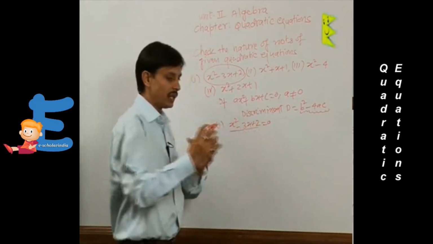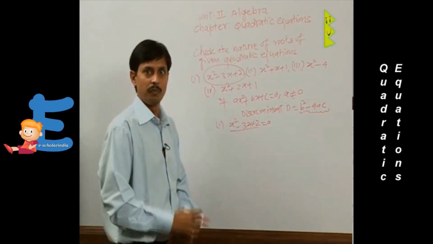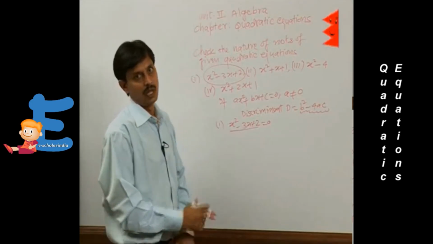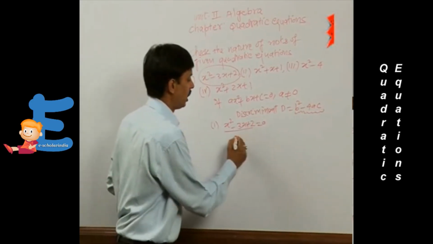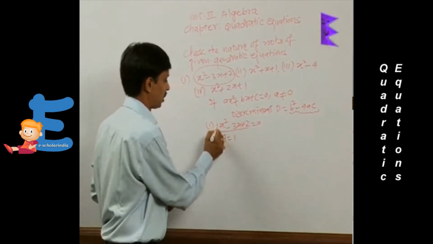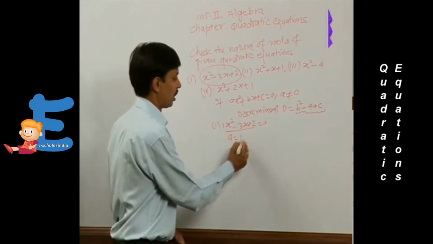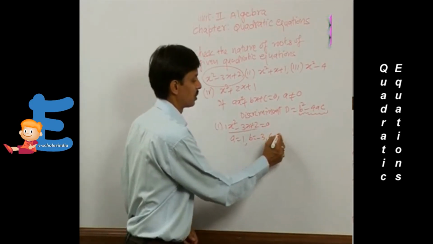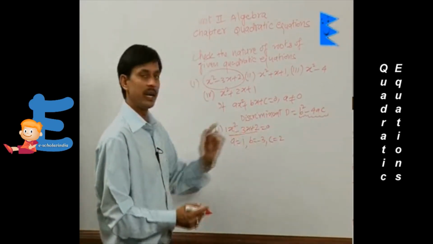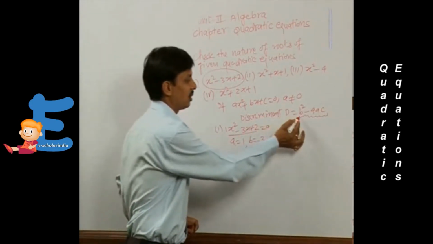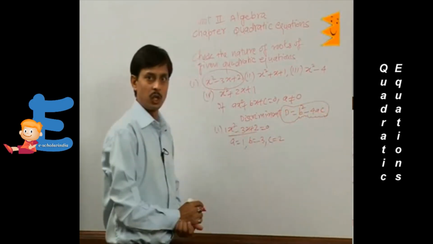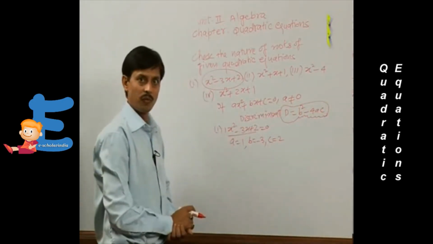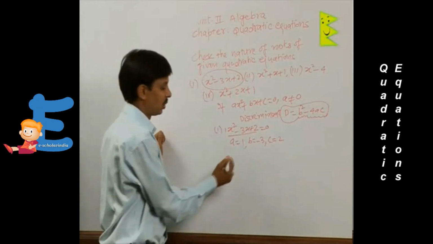When this quadratic equation is compared with the standard form, what is coming out? a is equal to 1, the coefficient of the square term, b is equal to minus 3, and c is equal to 2. These a, b and c are used to find b square minus 4ac, the deciding component of the nature of roots.